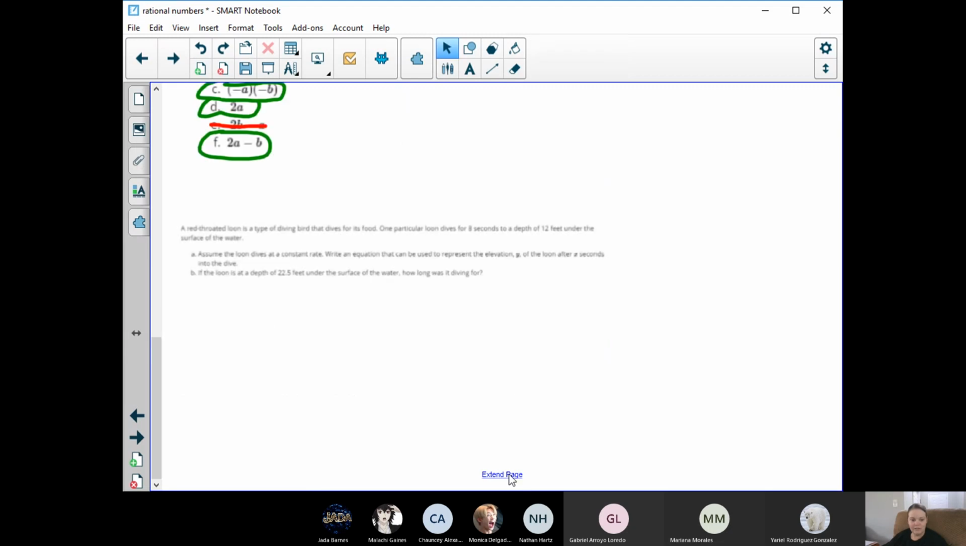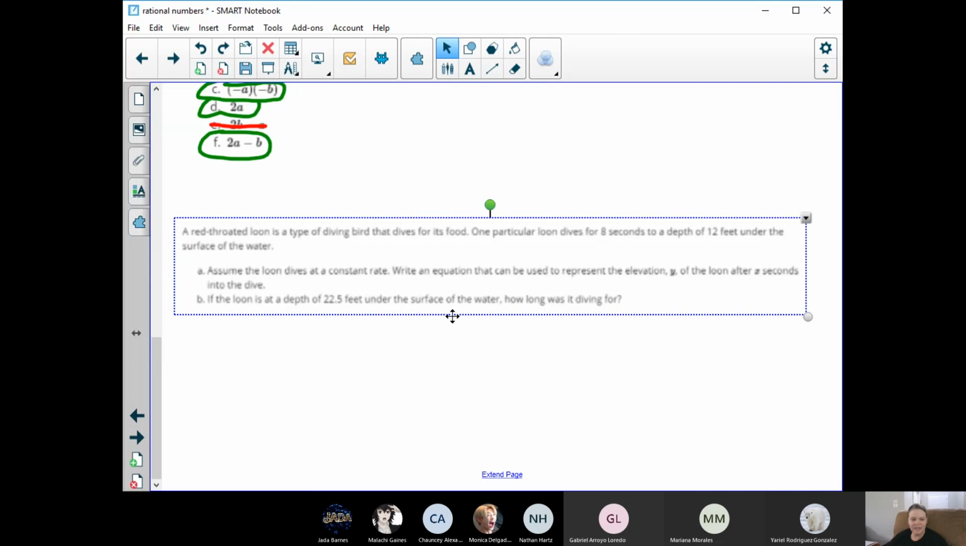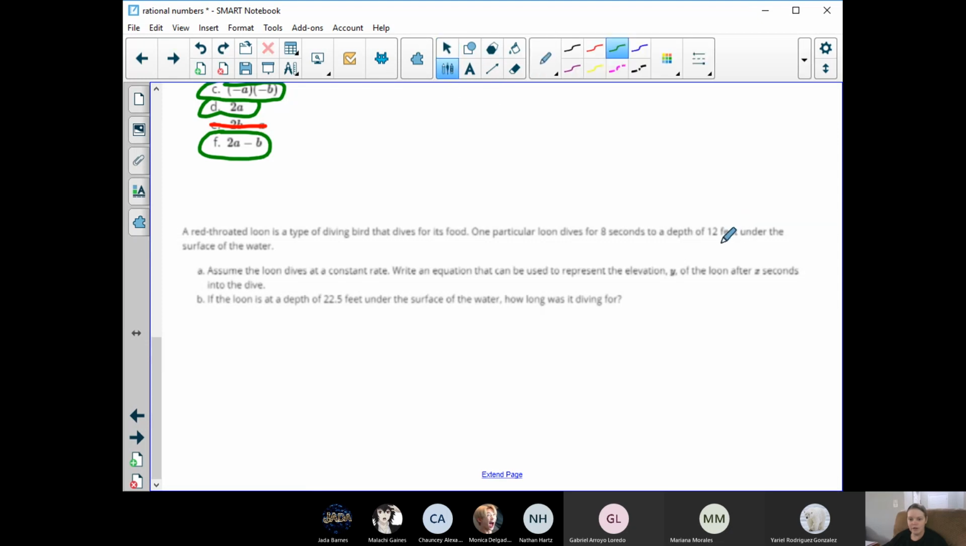Let's look at one more type of problem here. I know it's a little hard to read. A red-throated loon is a type of diving bird that dives for its food. One particular loon dives for 8 seconds to a depth of 12 feet under the surface of the water. So if it is under the surface, is 12 going to be represented by a positive number? Negative. Right, because we are going below the surface.